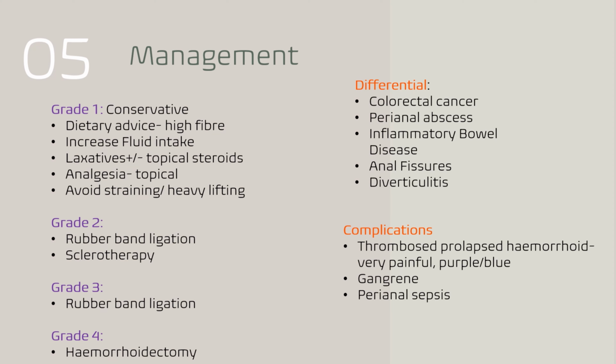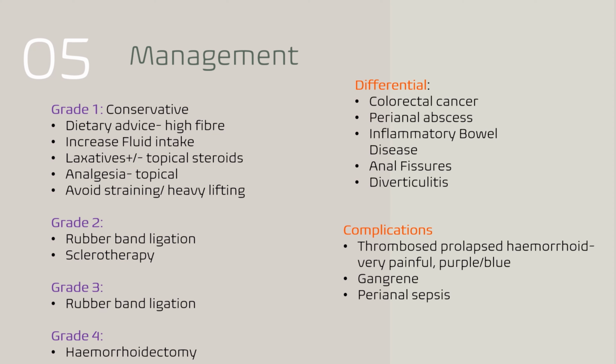So the management of hemorrhoids depends on its grade. So if it's a grade 1 hemorrhoid, conservative treatment is sufficient. So it's important to give patients dietary advice, encouraging them to have a high fiber diet and increasing their fluid intake to make their stool softer and easier to pass. This will help to reduce the pressure on the veins in the anus caused by straining when going to the toilet. Other conservative management includes taking laxatives, topical analgesia, or topical steroids to help with the inflammation, and it's important to advise them to avoid straining or heavy lifting.